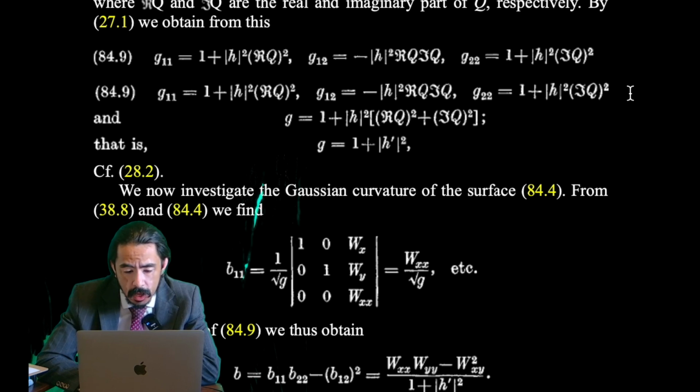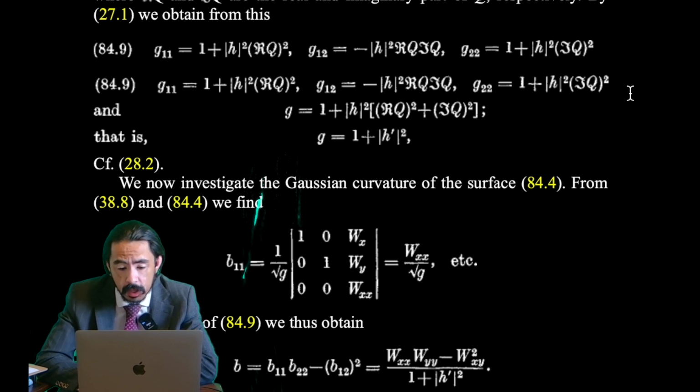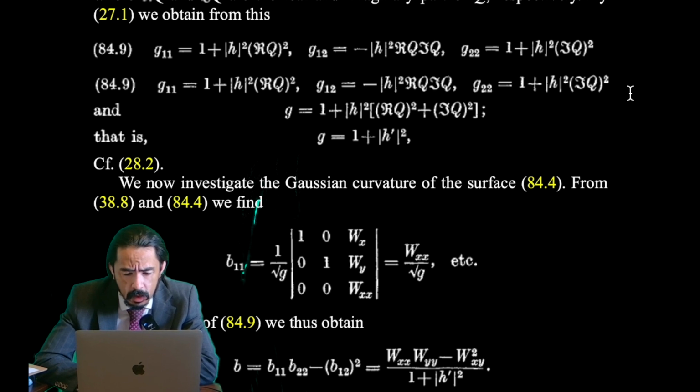We have the line 84.9 repeated twice in this PDF, but this is, believe it or not, the more reliable PDF. The one that's just the scans of the pages directly is missing a lot of critical pages, especially from these later chapters. So moving right along, the discriminant of the first fundamental form, lowercase g, is equal to 1 plus the square of the modulus of H, then times a quantity comprised of the square of the real component of capital Q plus the square of the imaginary component of capital Q. That is the discriminant, lowercase g, which is equal to 1 plus the square of the modulus of H prime.